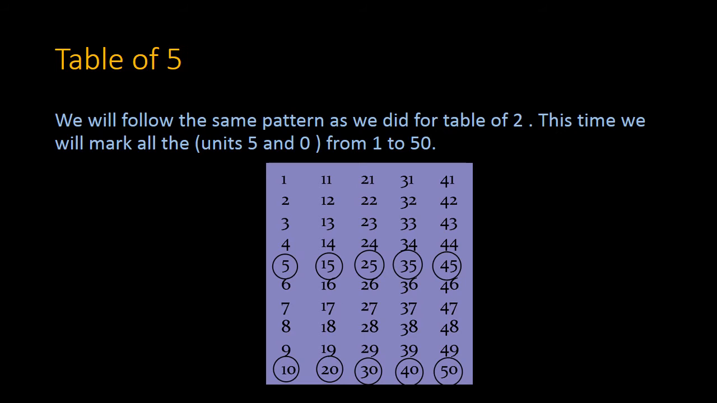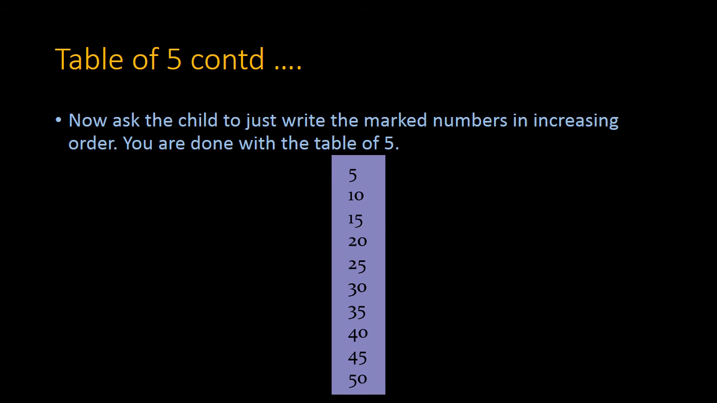That is the table of 5. This time also we'll follow the same thing. Write the numbers from 1 to 50, but instead of marking the even numbers, here we are going to mark the 5s and zeros. Once those are marked, the kid will again write them in an increasing order, and we are done. The table of 5. So it's like 5 times 1 to 5 times 10.